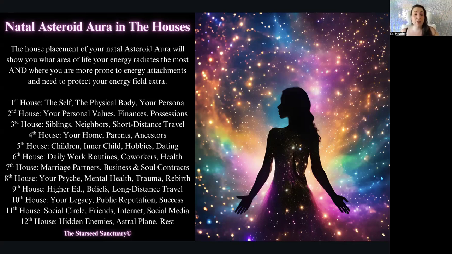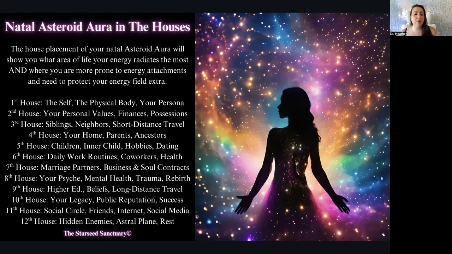Now, if your natal asteroid aura is in the fourth house, your energy field is very connected to your home, your parents, your ancestors. You might have ancestral guides that are really helpful to connect with to shield and clear your home, and to do any ancestral healing or intergenerational trauma healing. Those can also be things that you are holding onto or that linger in your energy field that at some point may not be the best for you. So it's good to do regular energy clearings of not just your auric field, but your home and the energy field around your home with that fourth house placement.